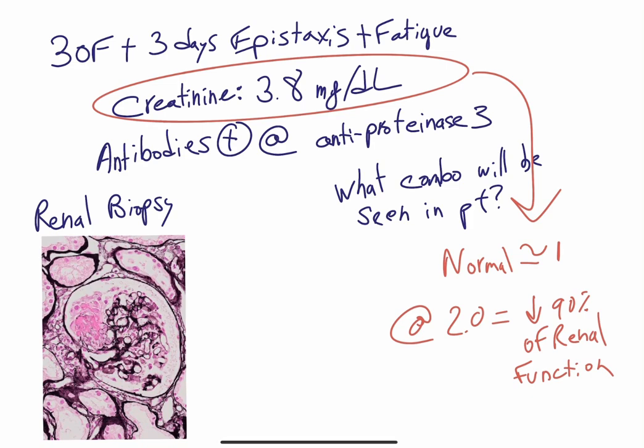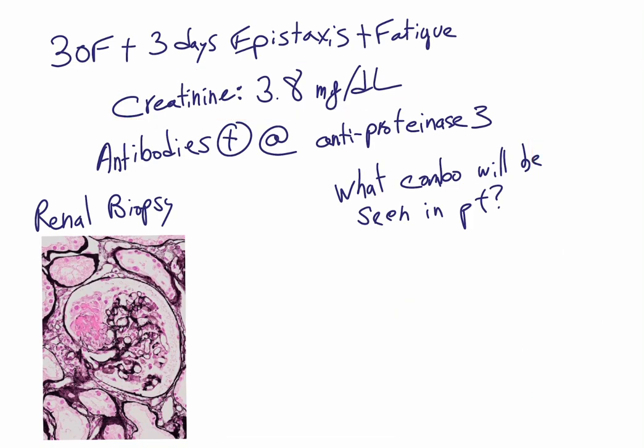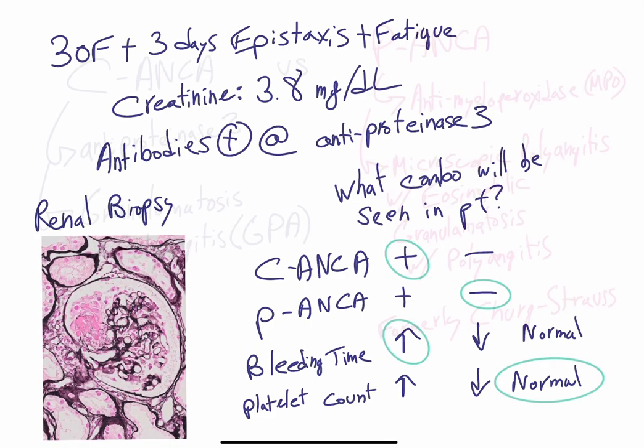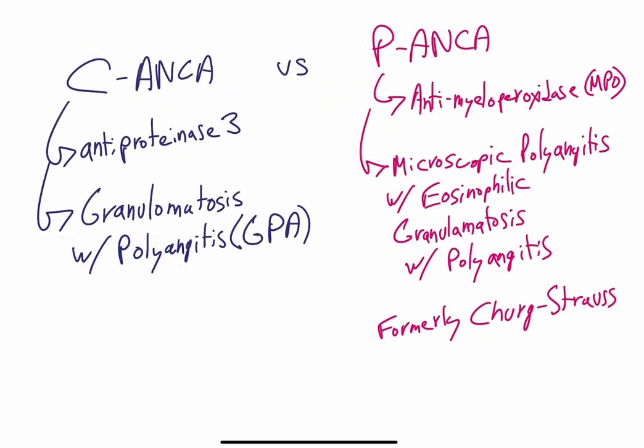We have antibodies against proteinase 3. This is very specific for C-ANCA, aka granulomatosis with polyangiitis, GPA. Now, this is formerly known as Wegener's. The option choices below, we know it's going to be C-ANCA positive and P-ANCA negative. So P-ANCA, for comparison, is anti-myeloperoxidase, MPO. This is seen in microscopic polyangiitis and eosinophilic granulomatosis with polyangiitis, EGPA, formerly known as Churg-Strauss.